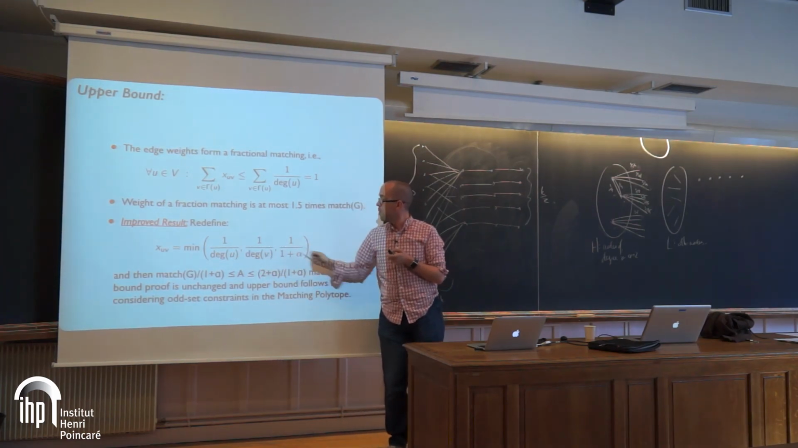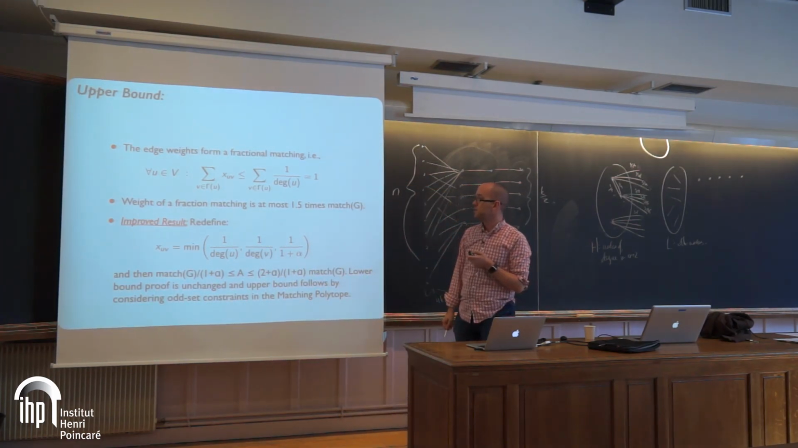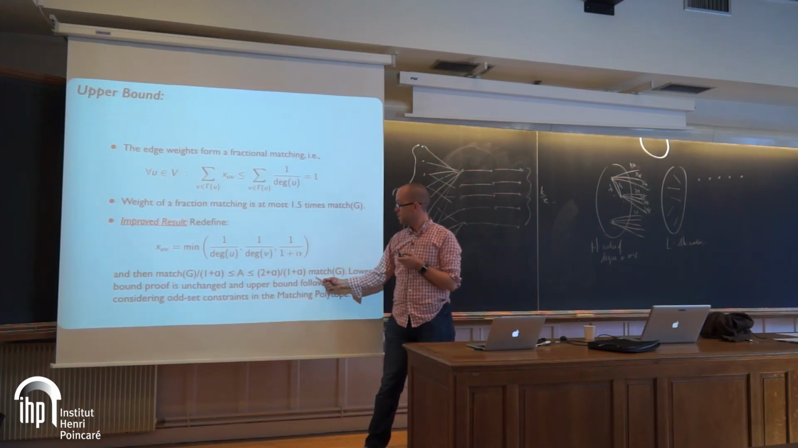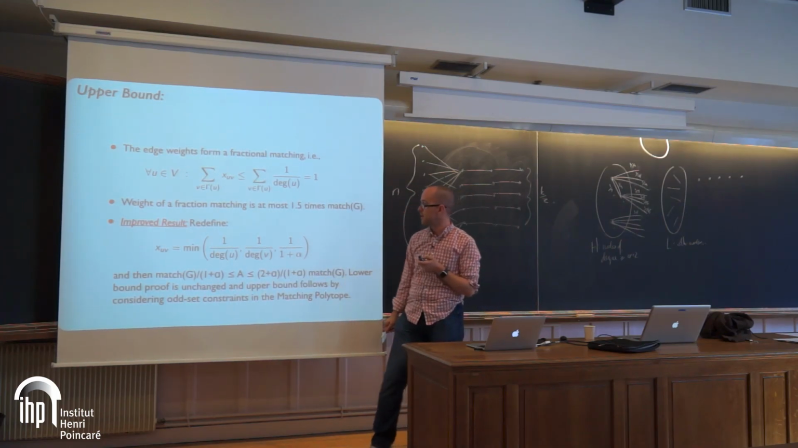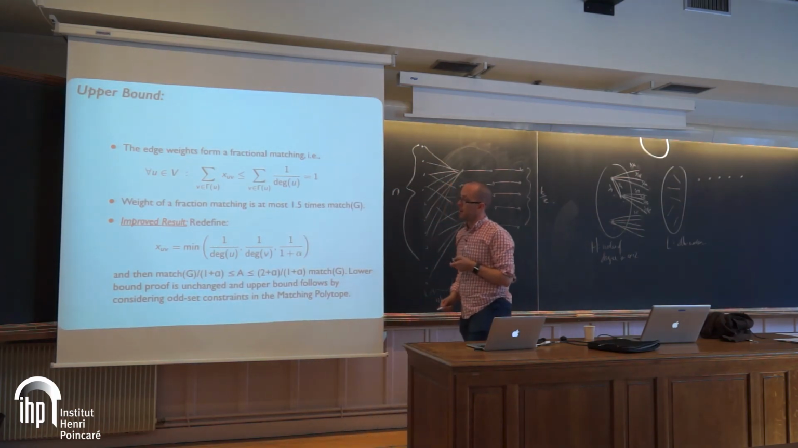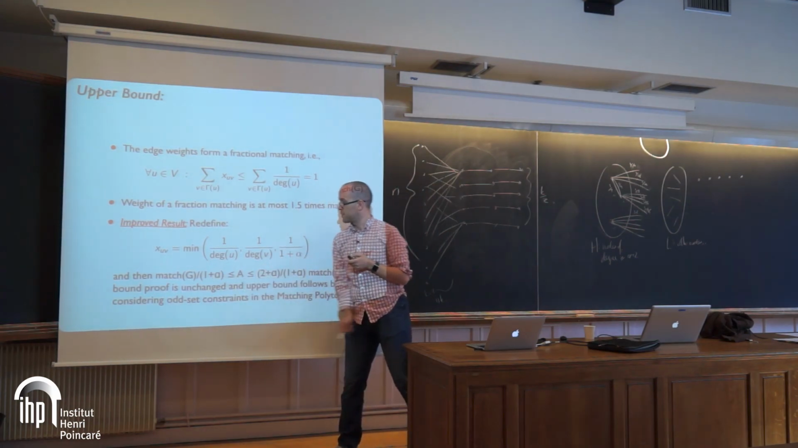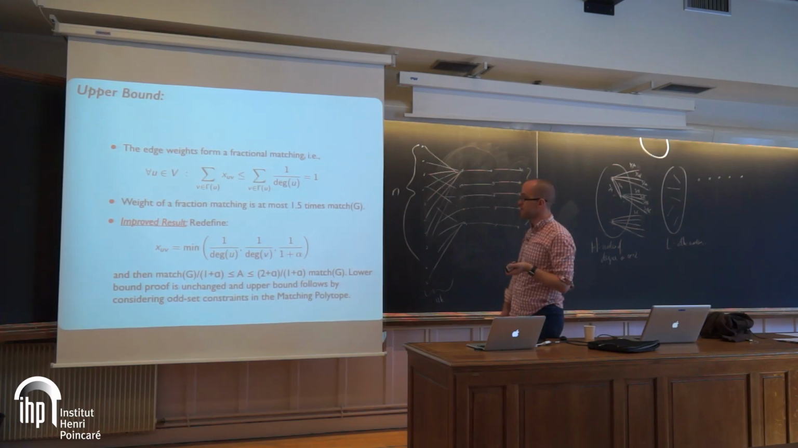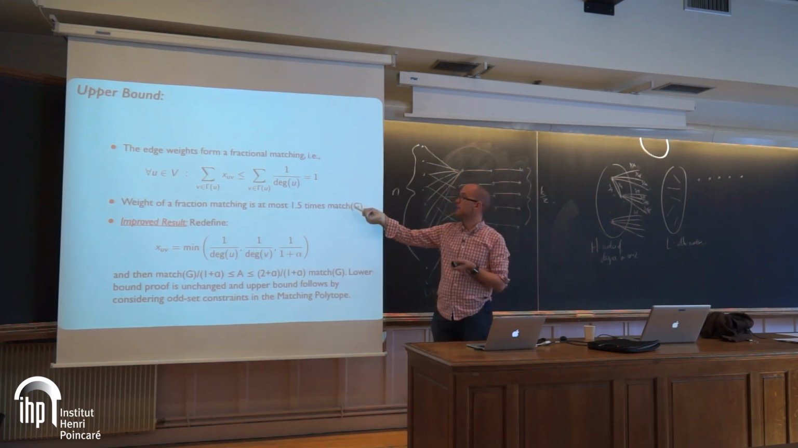I see this sometimes cited as a paper by Lovász. It also follows from something more general, which allows us to improve our result. Previously I was defining XUV to be this thing. If I take the minimum of that with 1 over 1 plus alpha, then it's possible to improve that structural theorem to say that A is at most this times the matching of G, and at least that times the matching of G. And these two things differ by a factor of 2 plus alpha.